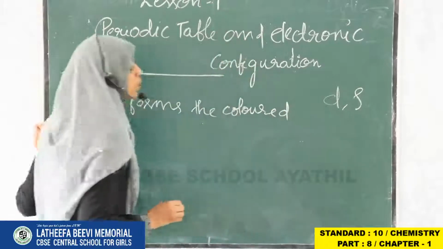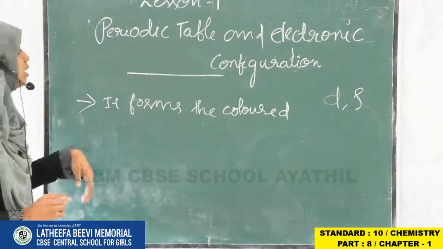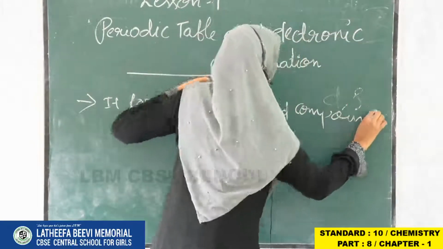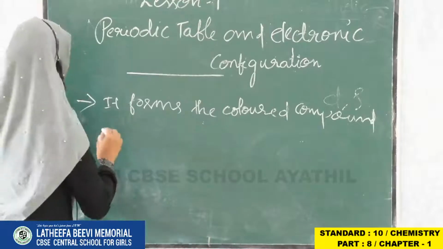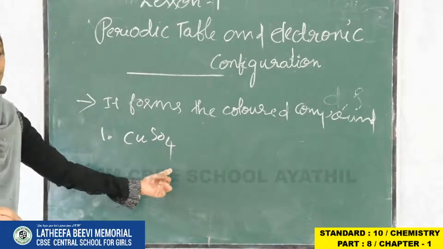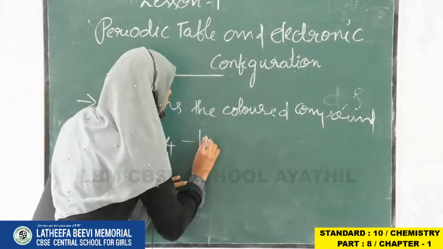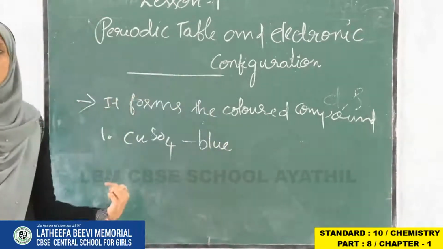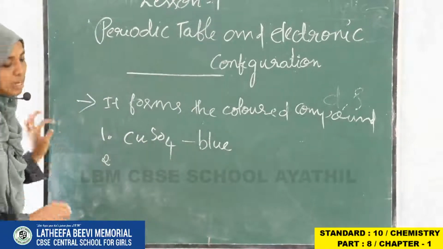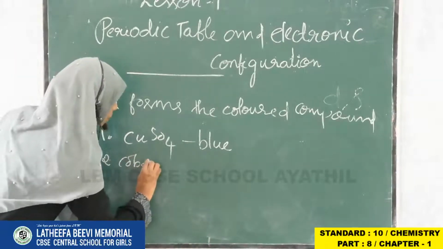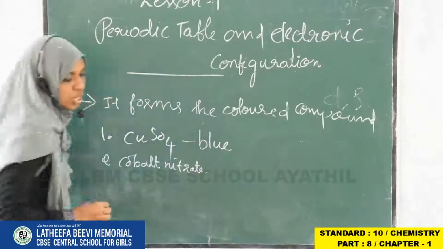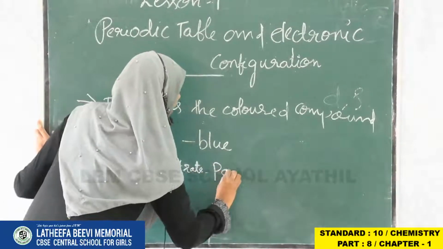So we can check what are the elements in that colored compound. The first one is copper sulfate, CuSO4. Copper sulfate shows the blue color. And there is another compound, cobalt nitrate. Cobalt nitrate shows which color? Cobalt nitrate shows pale pink.